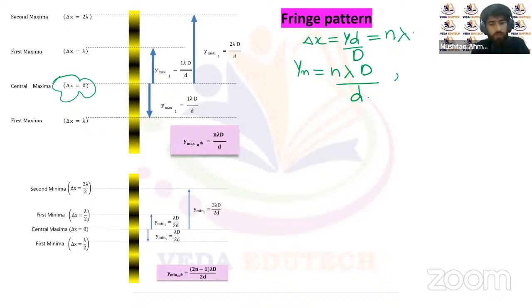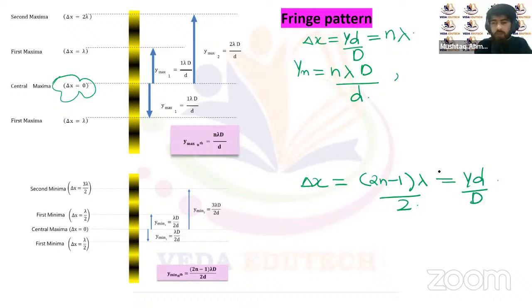So the condition for minima to occur is that this delta x should be equal to (2n minus 1) lambda upon 2, right? If this is the condition, then the minima will occur or the dark fringe will occur, right?